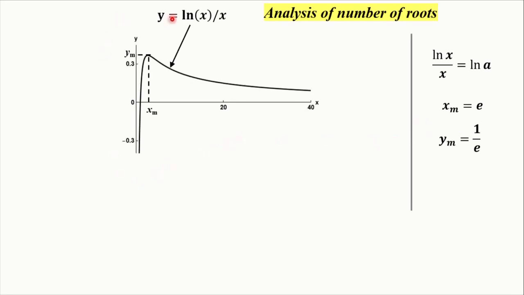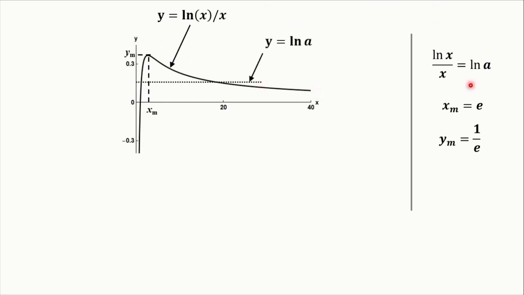Here we have a more accurate plot of our function, made by computer software. Along with our function, we can plot the right-hand side of this equation. So y equals ln a, which is a horizontal line. We see that there are points of intersection of this line and the plot of our function. These points provide the roots of this equation, and we will analyze several ranges of ln a.